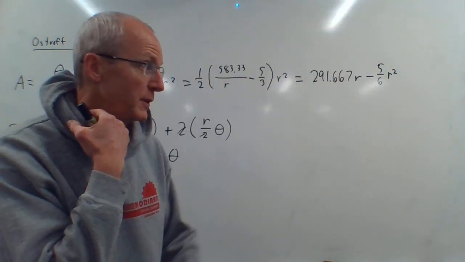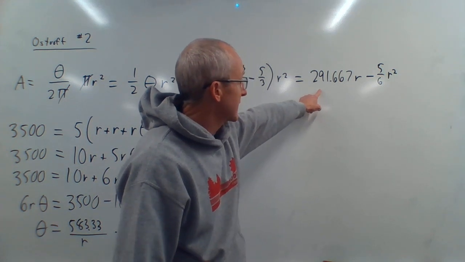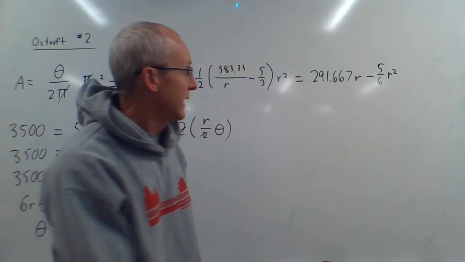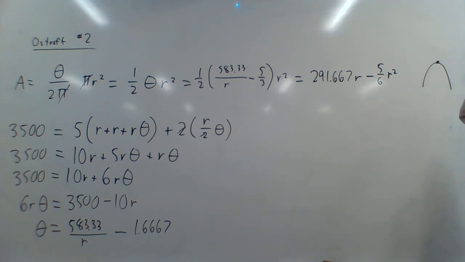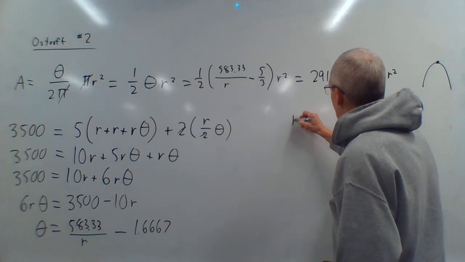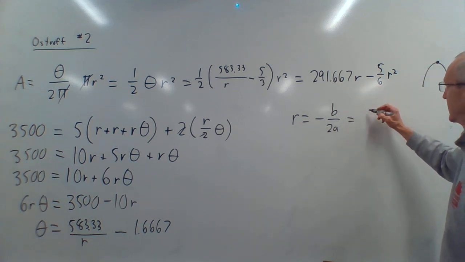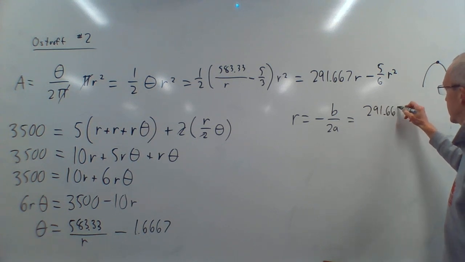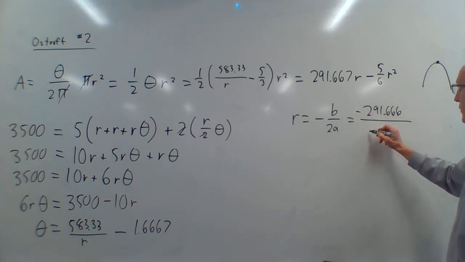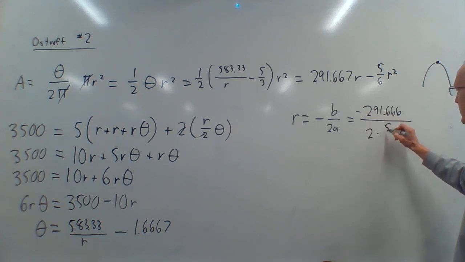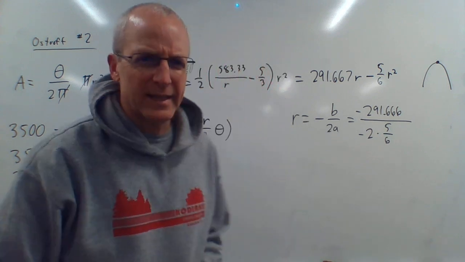Cool, like we knew it had to be, because to find the maximum or minimum, we know it's got to have a peak like a quadratic does. So now we just got to figure out what the maximum of this thing is. Now, it's a negative r squared, so we know it opens down, so we want to find that peak there. Of course we know that peak's at negative b over 2a. So r is negative b over 2a, where b is 291.666 forever. A is negative also, so that's over 2 times negative 5/6. So negatives cancel, which is good. We don't want a negative radius. That would be kind of weird.